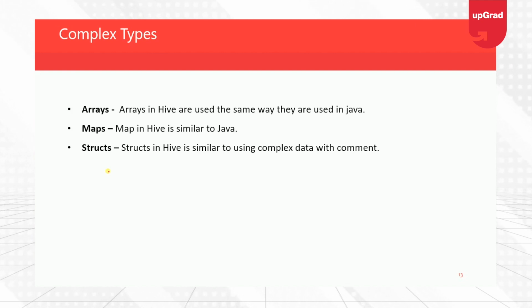Maps. Maps are unordered collection of key-value pairs or primitive types. Structures. Struct is a collection of named fields. These fields may be of various types. It is similar to structs in C programming language.